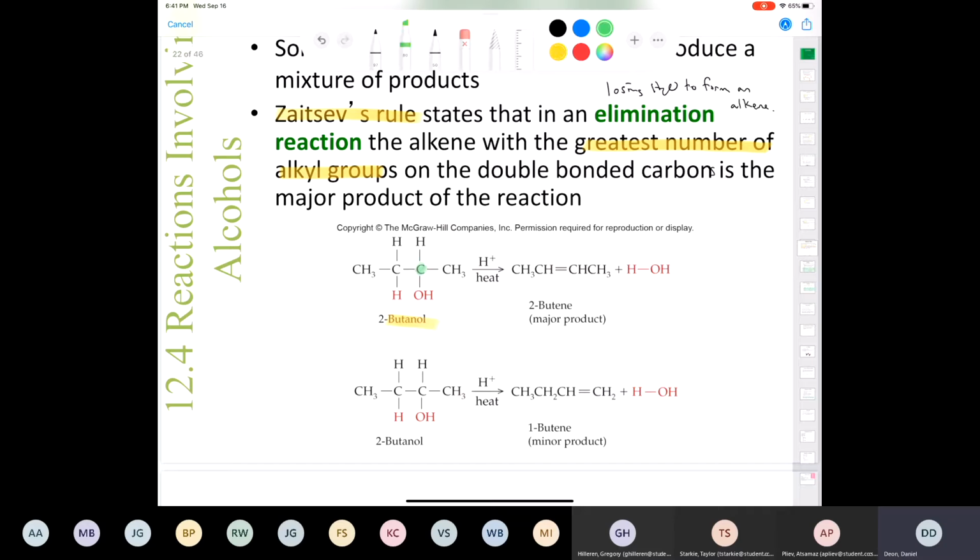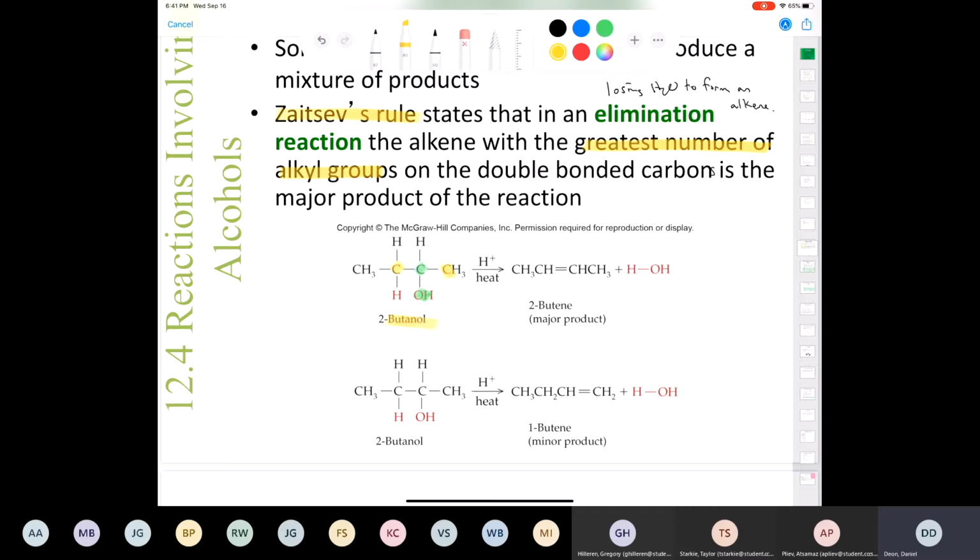carbonyl carbon. It has OH attached. I need to get a hydrogen. Where can I get it? I'm going to go to the next door. There are actually two next door or adjacent carbons. There's this one here, and there's this one here.